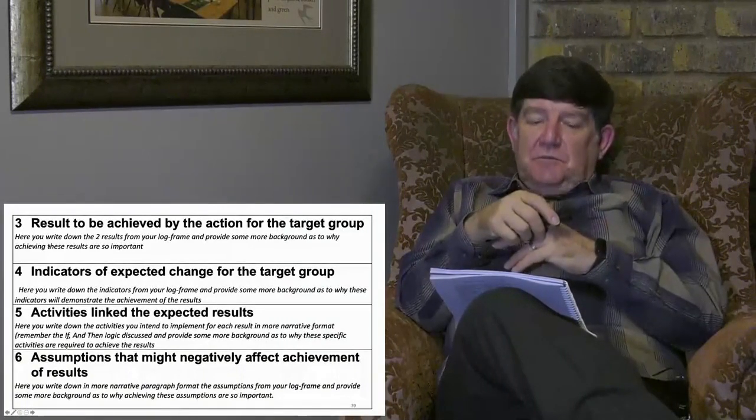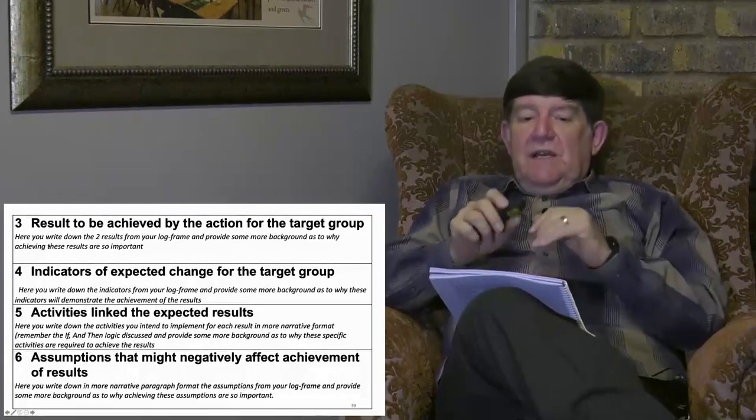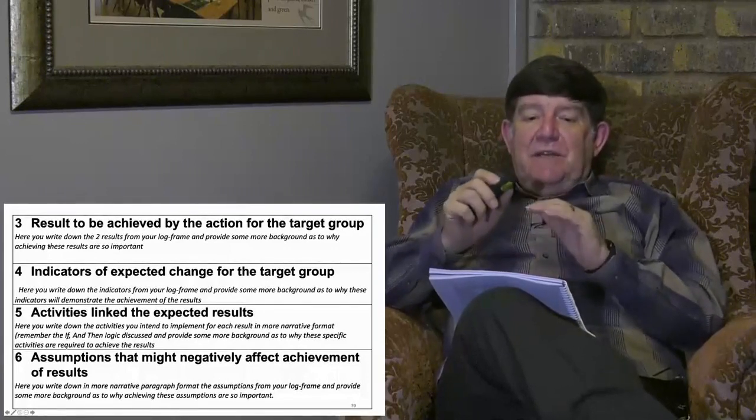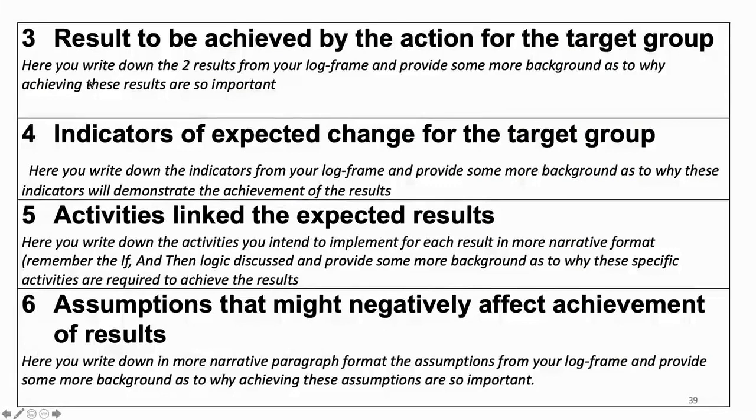Paragraph 6, half a page. Assumptions that might negatively affect achievement of the results. Once again, these are listed in the right-hand column of your log frame. You can now write a nice narrative paragraph on the assumptions from your log frame, and provide a little more background on why these assumptions are relevant for this project and the risks.